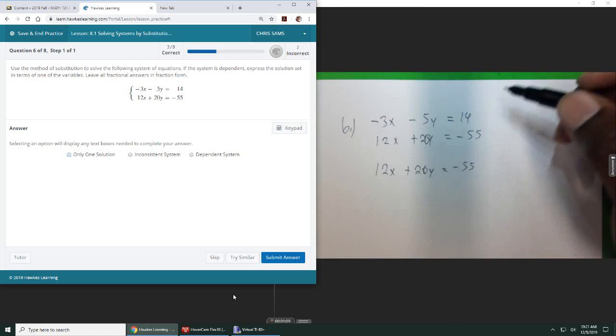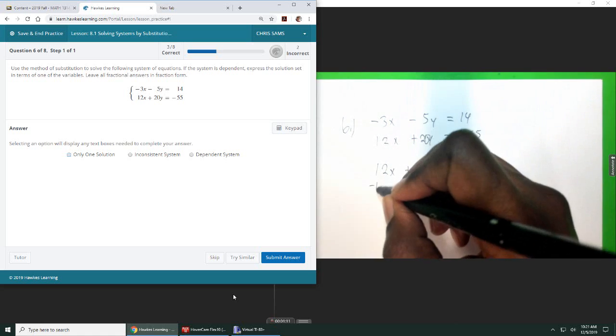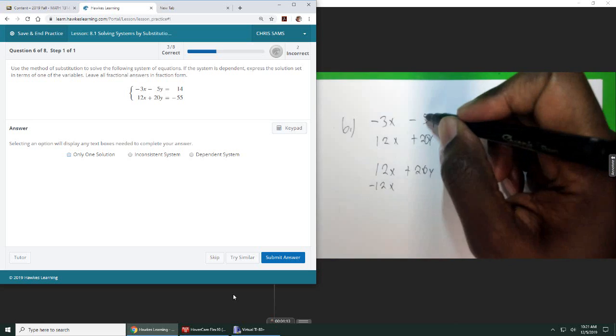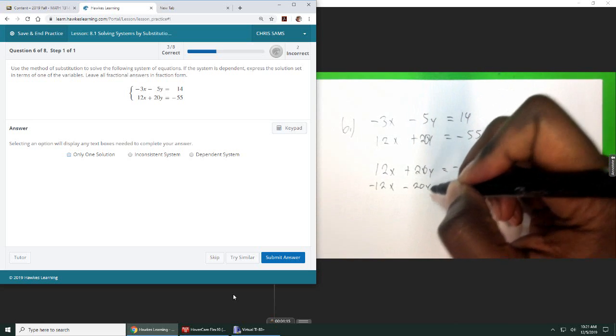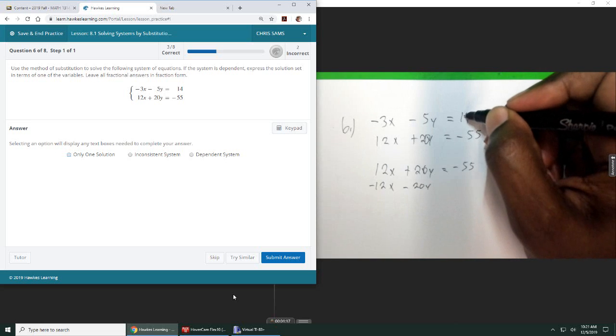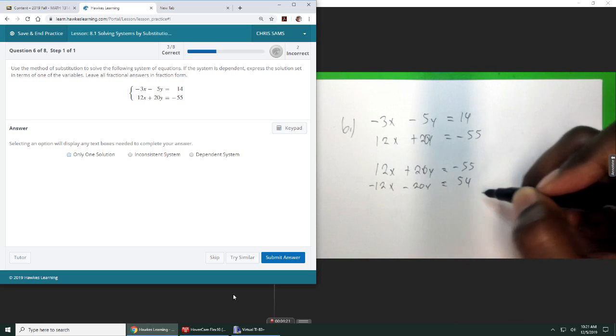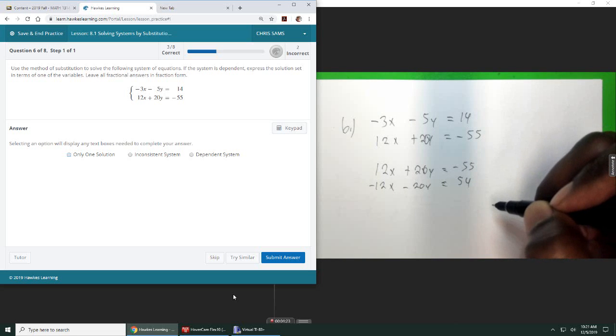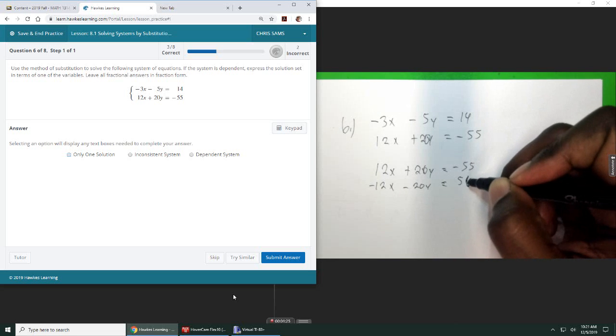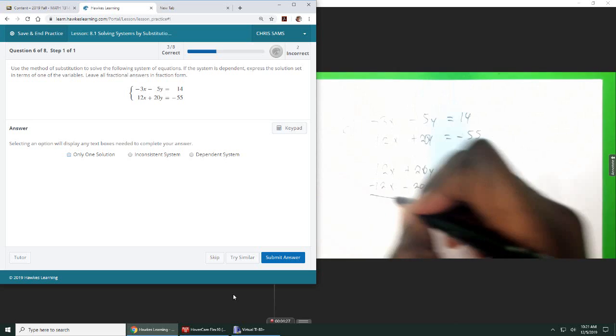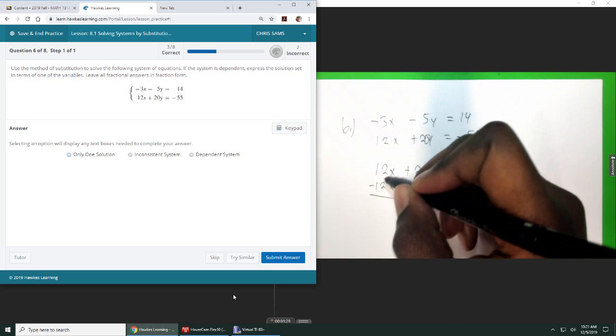20y equals negative 55. And I'm going to multiply this equation by 4. Multiply everything by 4. So when I multiply by 4, I get negative 12x. Multiply by 4, I get negative 20y. Multiply by 4, and we get 56. Okay, combine these, we get 0.